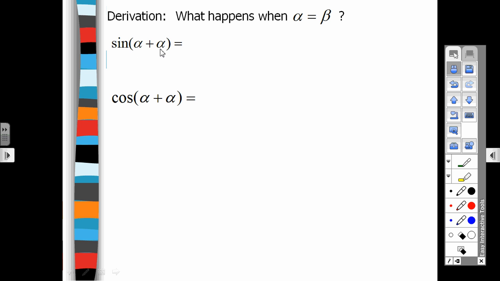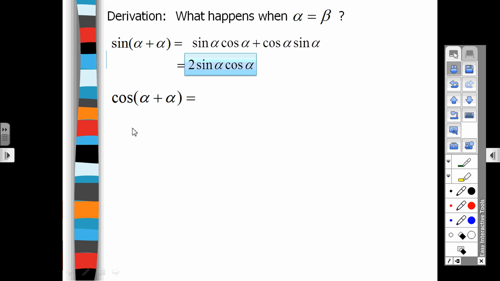So if we use our sum identity for the sine, we would have the sine of alpha cosine alpha plus cosine alpha sine alpha. And notice that these two expressions are the same. So when we combine them, we get 2 sine alpha cosine alpha. And that will be the first double angle identity.